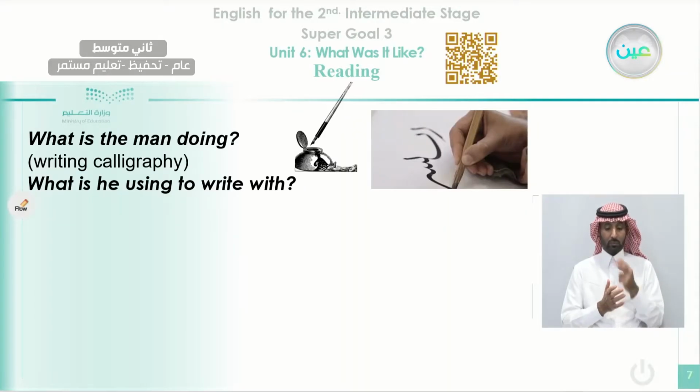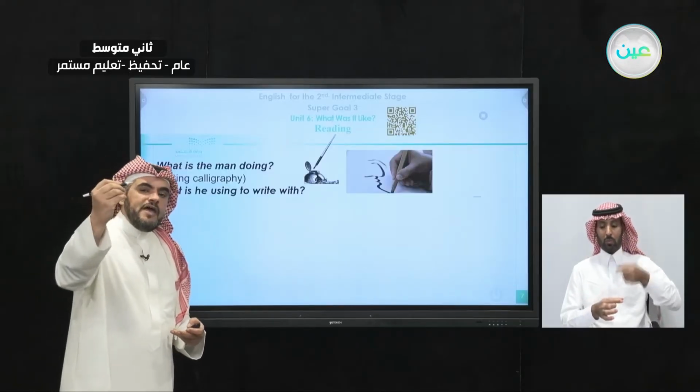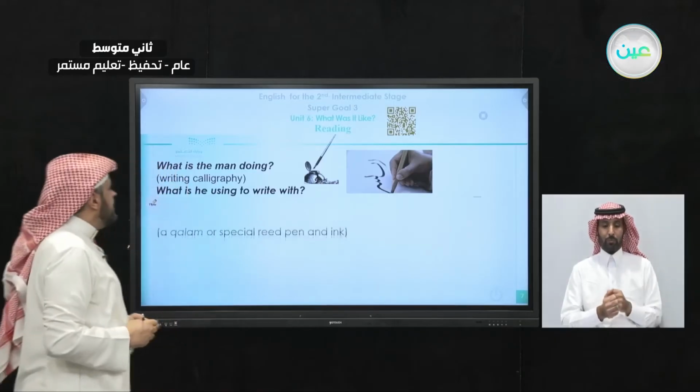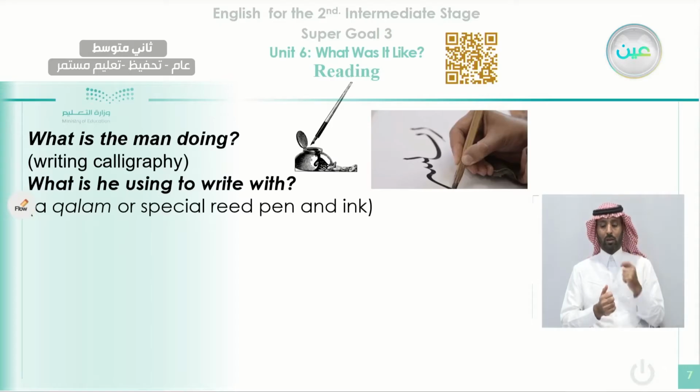The next question, what is he using to write with? What is in his hand? Like me here, I have something in my hand. What is in his hand? He has a qalam. We call it qalam, okay, or special reed pen and ink.